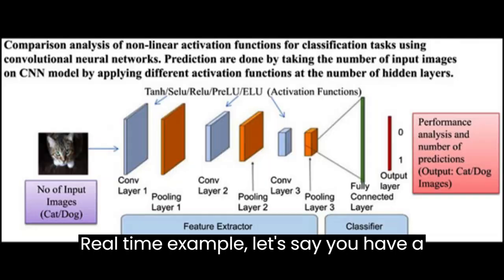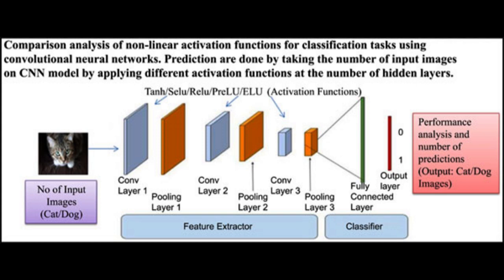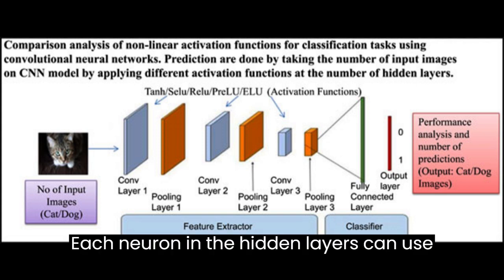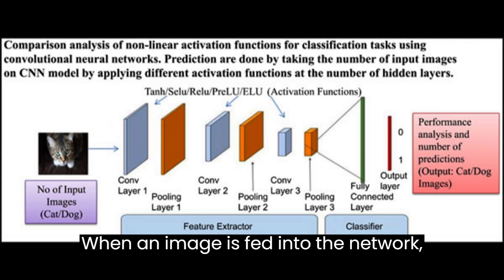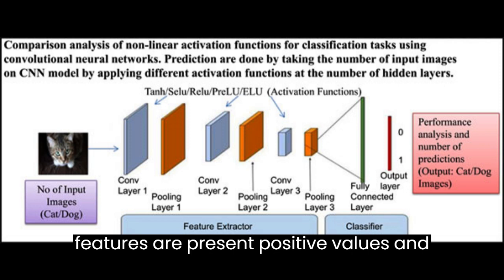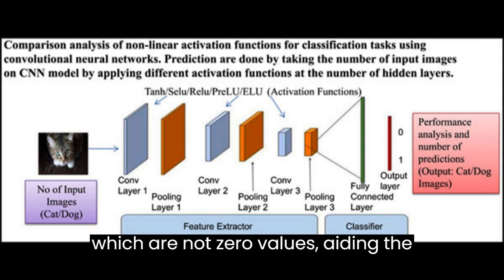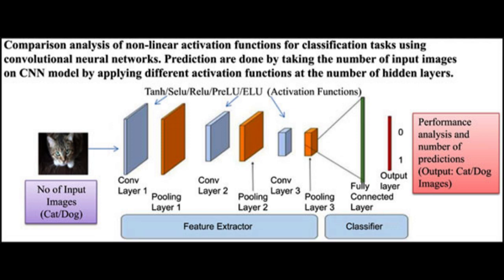Real-time example. Let's say you have a neural network for image classification. Each neuron in the hidden layers can use the ReLU activation function. When an image is fed into the network, ReLU helps in determining which features are present (positive values) and which are not (zero values), aiding the network's decision-making process.